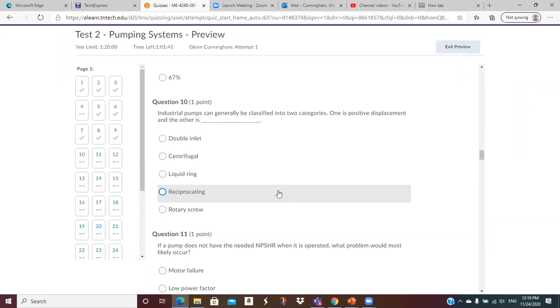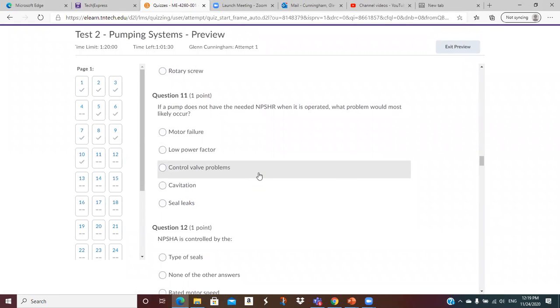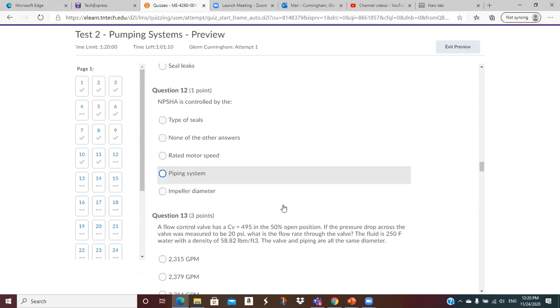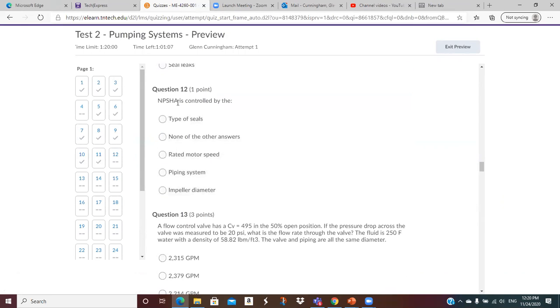Okay, 10. Industrial pumps can generally be classified into two categories: positive displacement, and the other is centrifugal. Okay. If a pump does not have the needed net positive suction head required when it's operated, what problem would most likely occur? And that would be cavitation. Don't have enough pressure on the suction, and so we're getting below the vapor pressure, and the fluid is boiling in the pump. In NPSHA, net positive suction head available is controlled by the piping system and how the system is constructed.